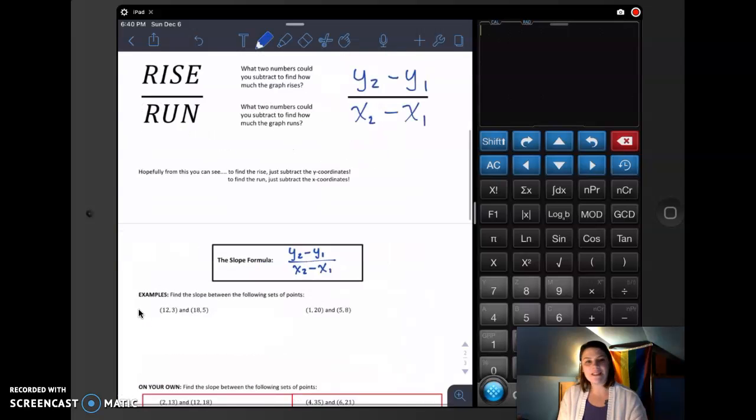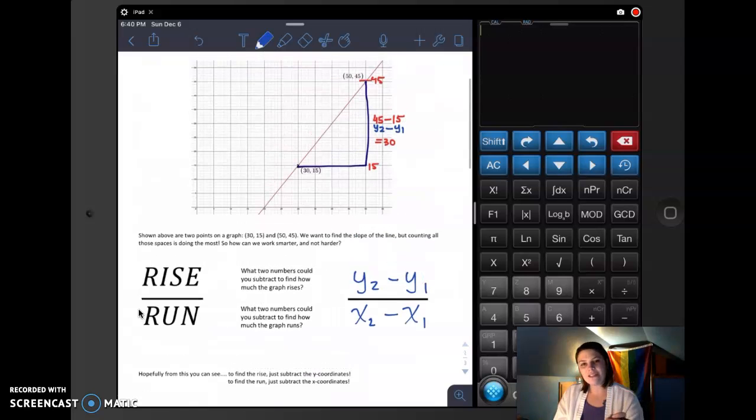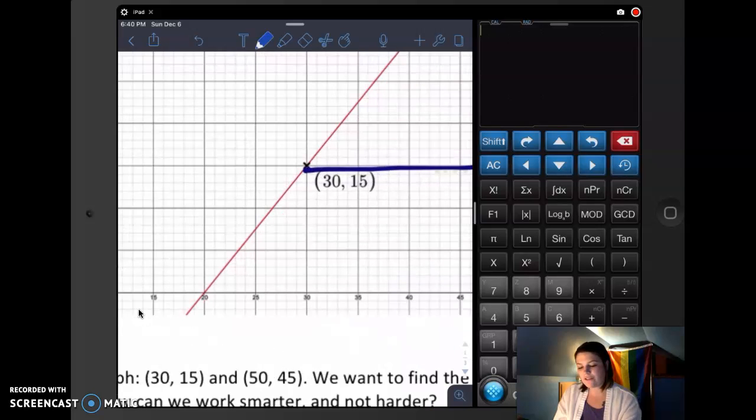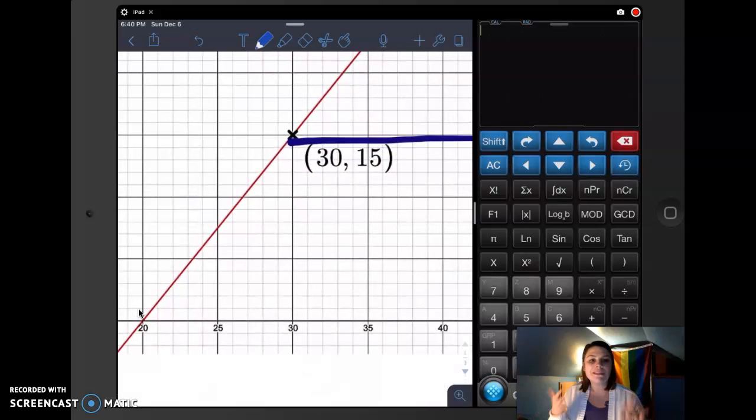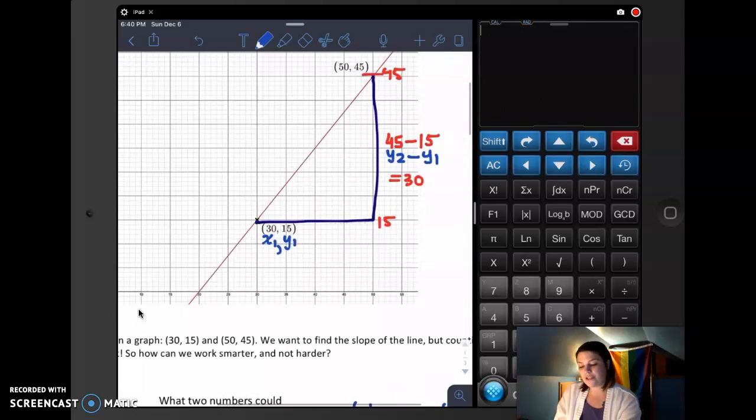So pretty simple idea here. It's just using subtraction instead of having to count out all of the numbers. Just to make it extra clear, our first point and our second point, it really doesn't matter which one you make which, as long as you're consistent. But usually we say the first point is the one that is more to the left. So that would contain your x1 and your y1.